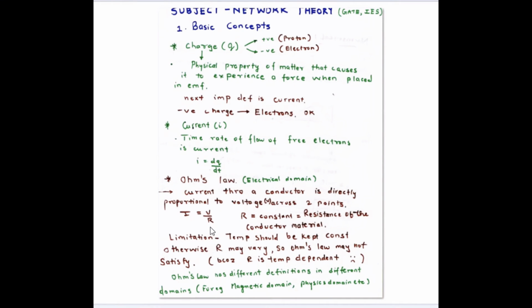That is what is shown here. I have written here that the limitation of Ohm's law is that temperature should be kept constant, otherwise R may vary, and if R varies, then Ohm's law may not be satisfied.